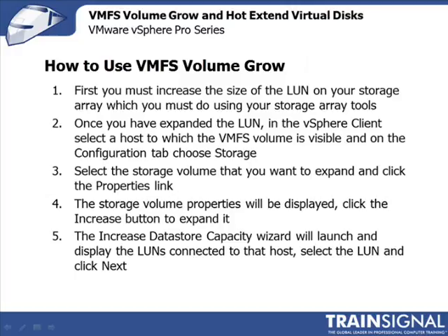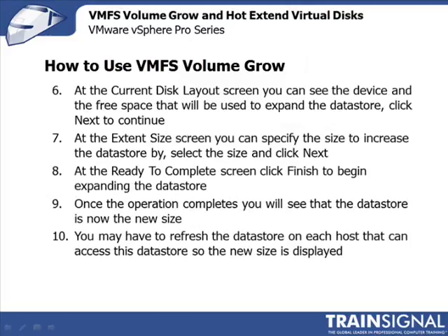The Increase Datastore Capacity wizard will launch and display the LUNs connected to that host. You can either add LUNs to the data store as extents, or if the LUN has grown in size, it will show Yes in the Expandable column. Select the expandable LUN and click Next. At the current disk layout screen, you can see the device in the free space that will be used to expand the data store. Click Next to continue.